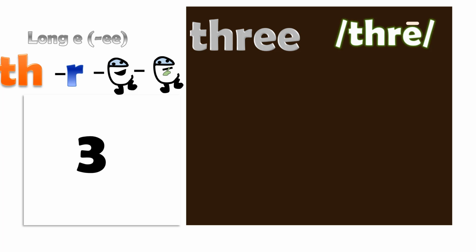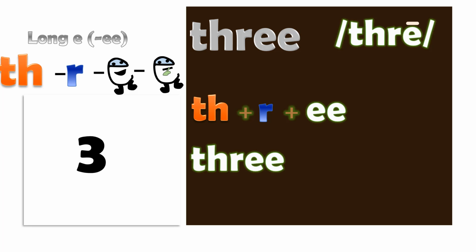Another example is the consonant digraph TH in the word three. The individual sound of T is t and the sound of H is h. But when joined together, they form a completely new sound, th. Let's see the formation of the word three. Three.